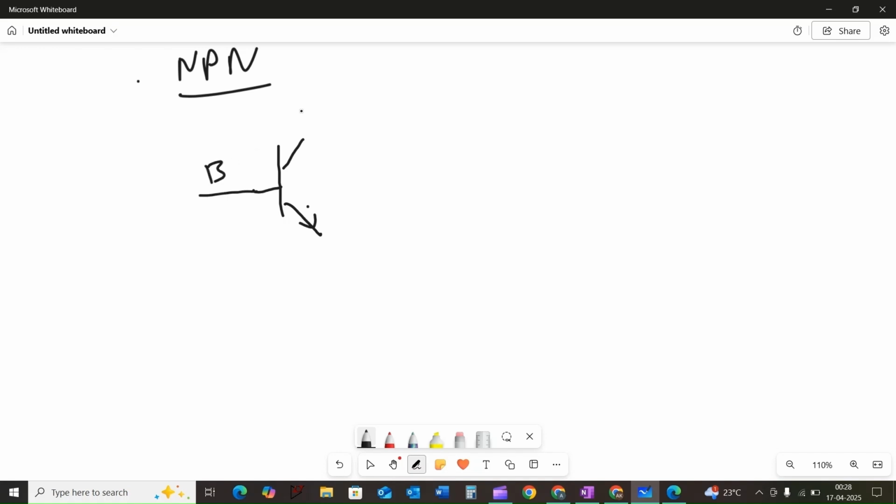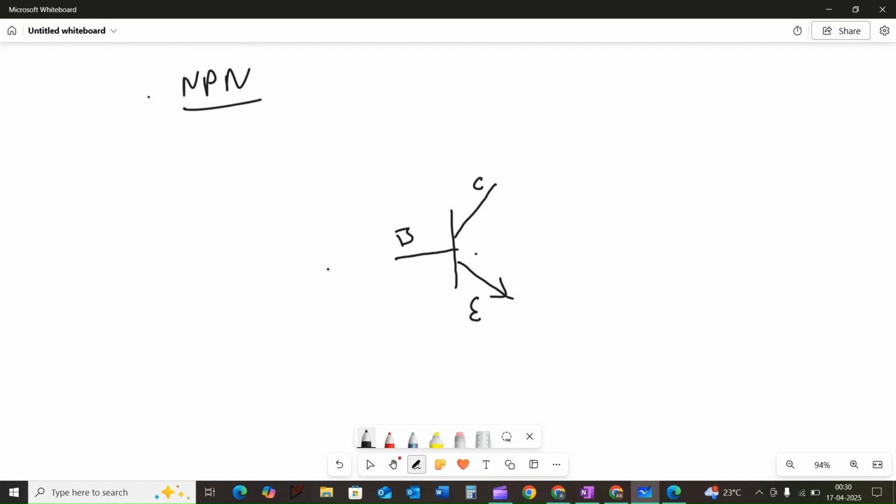Now let's look at a typical NPN transistor circuit. We have a base terminal, a collector terminal, and an emitter terminal. This is the base terminal, this is the collector terminal, and this is the emitter terminal. Here we can consider the base resistance, which we call RB, the collector resistance, which we call RC, and the emitter resistance, which we call RE. The other terminal of the resistor is connected to the ground.